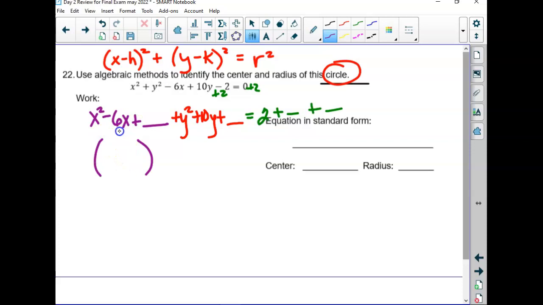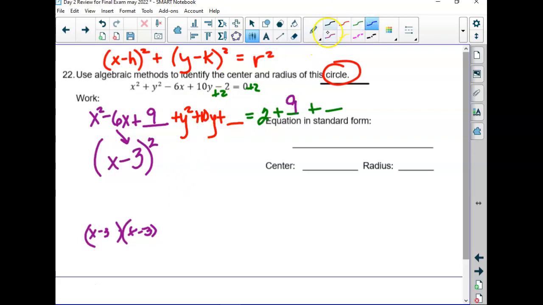x squared minus 6x plus blank. You take half of this b value, and the sign is included. So you get an x minus 3. If you were to write out x minus 3 times x minus 3 and FOIL it all out, you get x squared minus 6x plus 9. So now these are equivalent. If you square it and put a 9 up here, then you've got to put that on the other side.